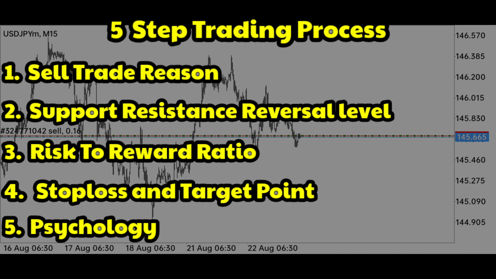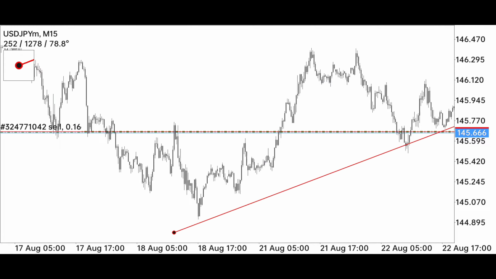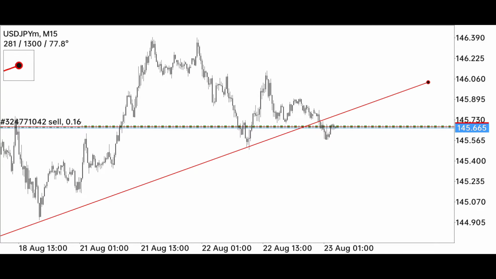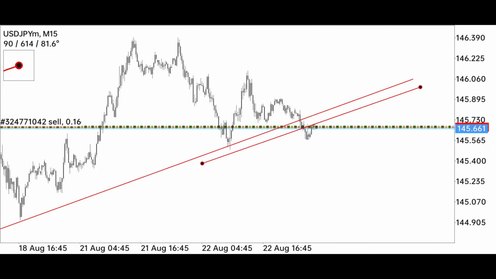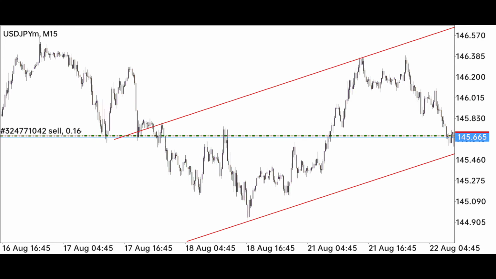First of all, we will understand the sell trade reason, for which we will have to create a trend channel. The market was following this trend line respectfully, where we would see perfect higher low points. We will connect as many points as we can with this trend line so that we can get the correct trend line. We will connect the second trend line with the same angle at higher high points. This trend line is acting as resistance for us.